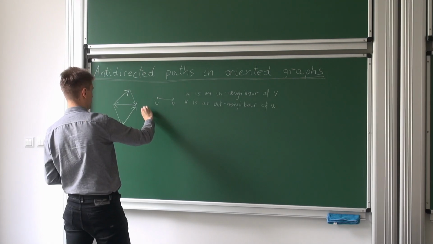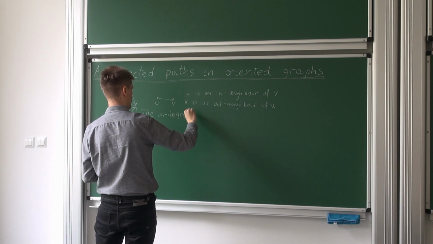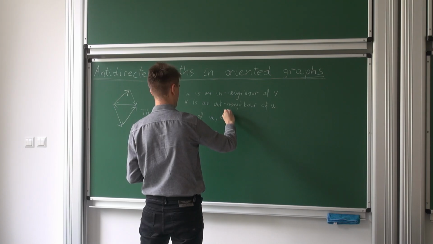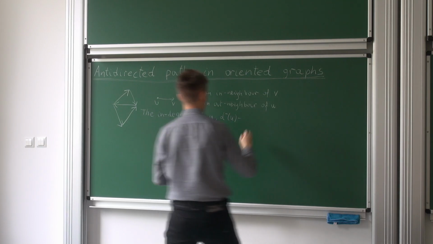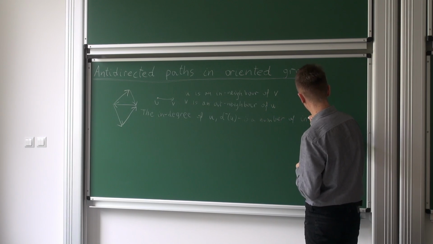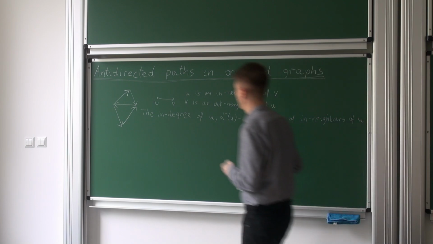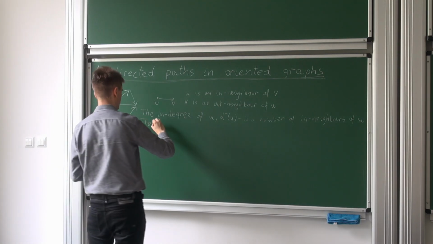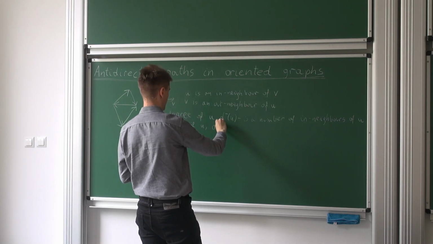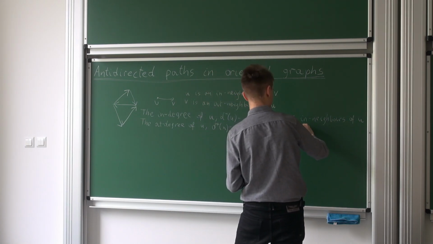Okay, and the indegree of U, denoted by D minus U, is the number of in neighbors of U. And similarly, the outdegree, denoted by D plus U, is the number of out neighbors of U.